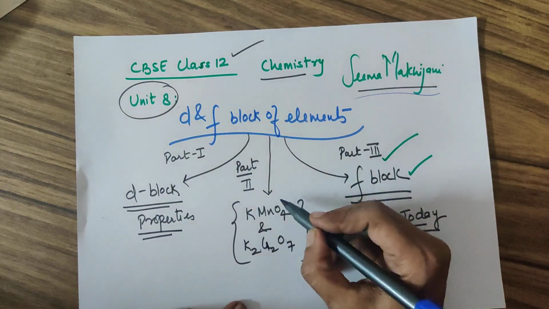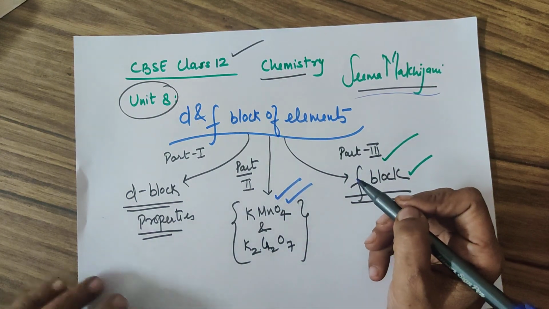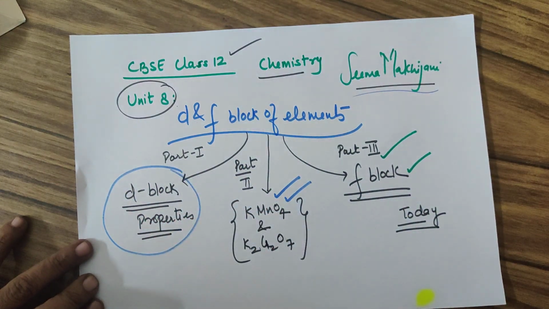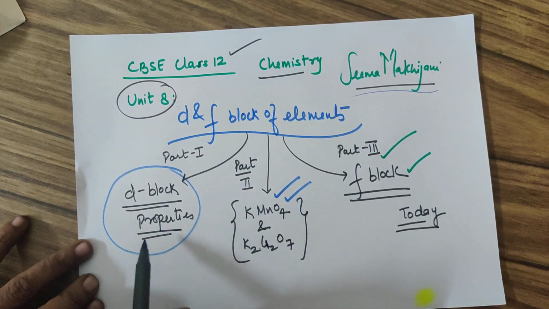With this, I come to the end of the second part of the D and F block of elements, and I am left with only the first part, in which I will deal with the 10 to 12 properties of D block elements, which we will be doing in the next video.